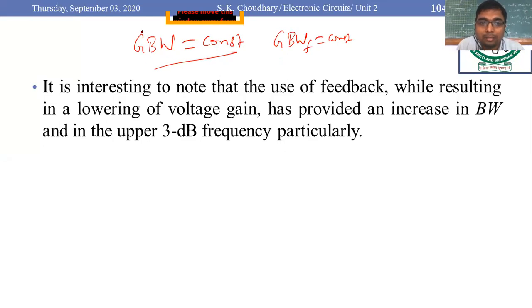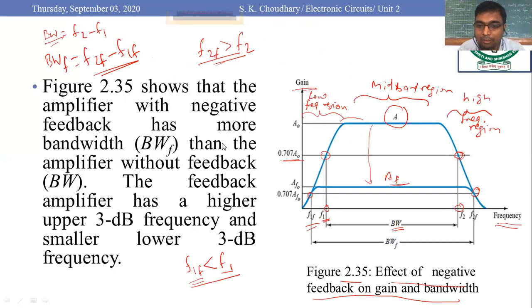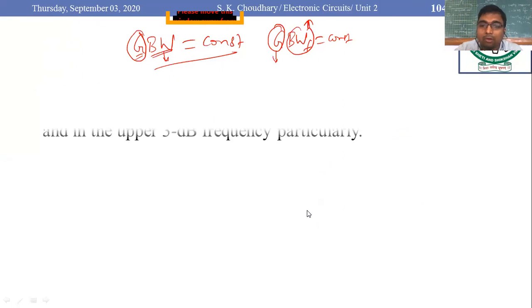Means what? There are two factors: one is the gain, another is the bandwidth. If gain is increased, bandwidth is decreased. If gain is decreased, bandwidth is increased. The same comparison is shown here. In the case when you have not applied feedback, gain is more, that's why its bandwidth is less. And when you apply feedback, gain is less but your bandwidth is more. But the overall product remains the same or constant.